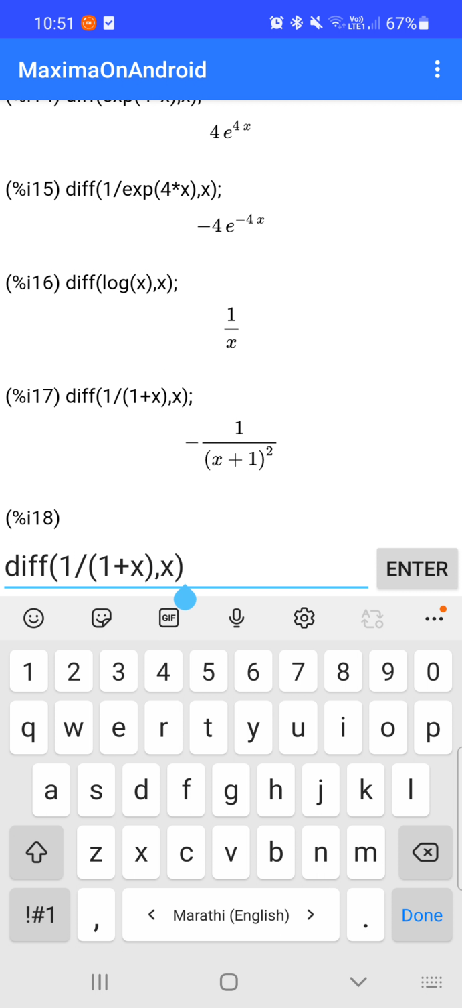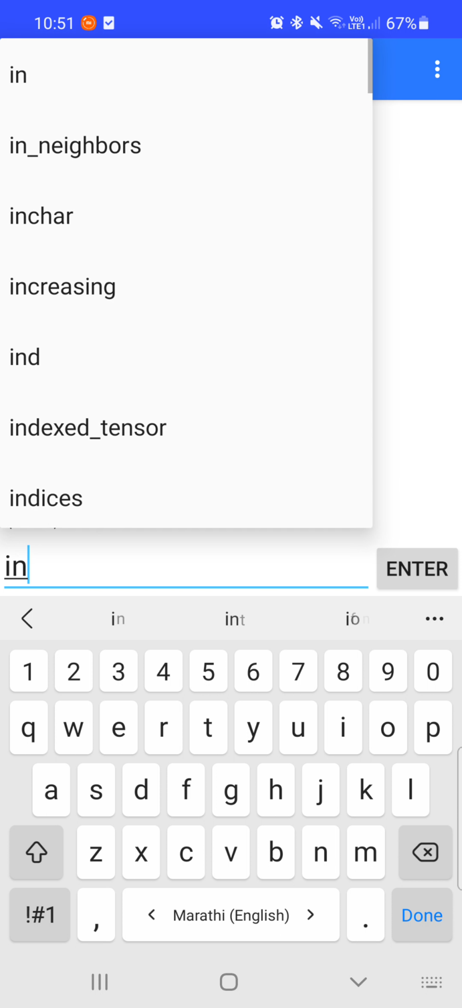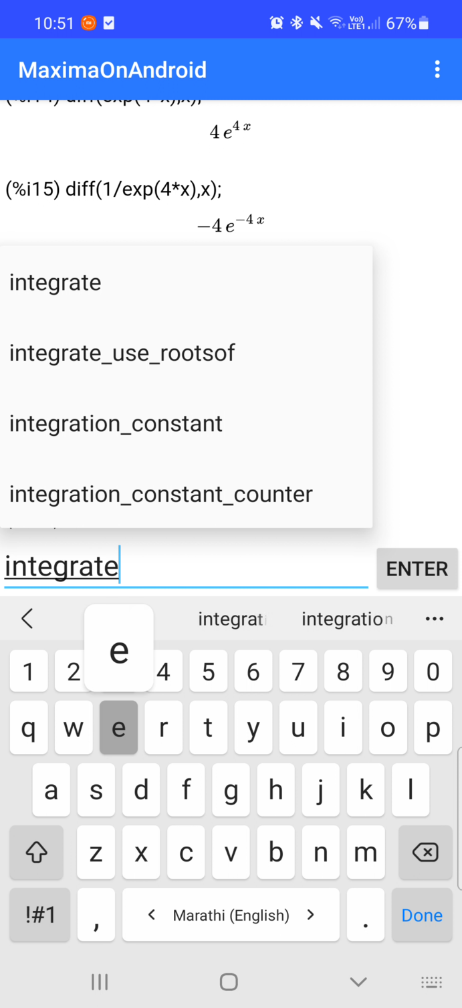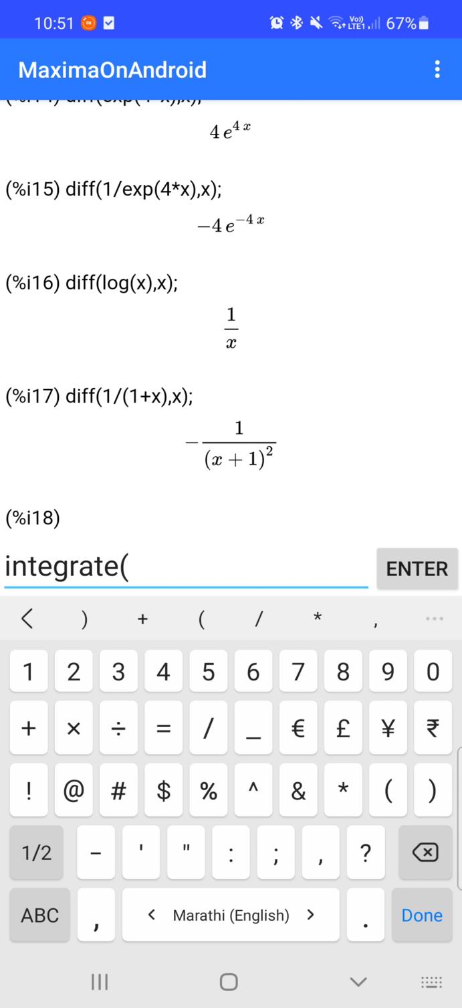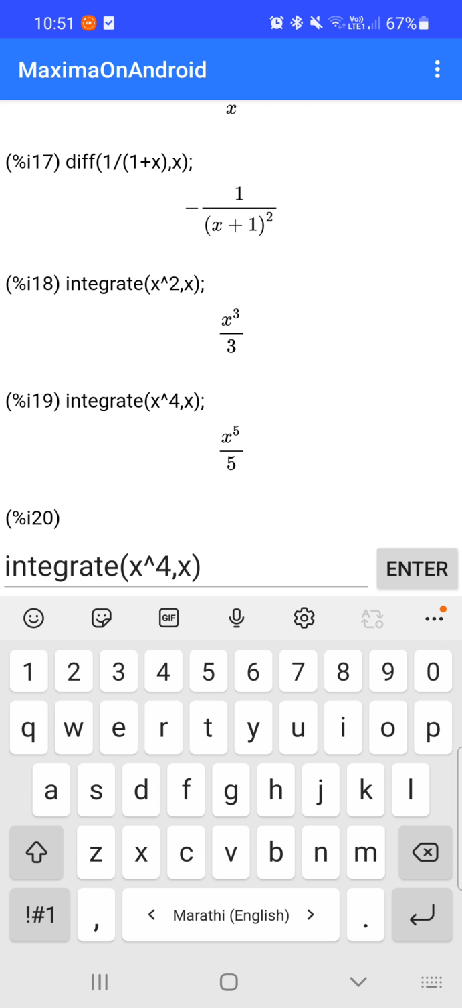Similarly, you can find integration also. So now to find the integration, you can use the command integrate, say, x square in the variable of x. So by using this command, you get the integration of x square is x cube by 3. If you want to determine the integration of x raised to 4, it is equal to x raised to 5 divided by 5.